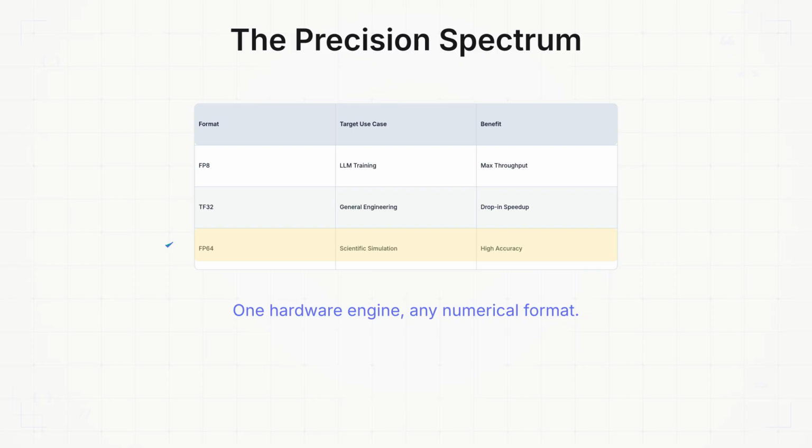This is the gold standard for simulations, where tiny rounding errors can lead to a bridge collapsing or a rocket missing its orbit. Additionally, the H100 supports TF32, or TensorFloat32. This format provides the range of standard FP32 with the speed of a Tensor Core, requiring zero code changes for many existing applications. This flexibility makes the H100 a chameleon of compute, adapting its mathematical engine to the specific needs of the problem.